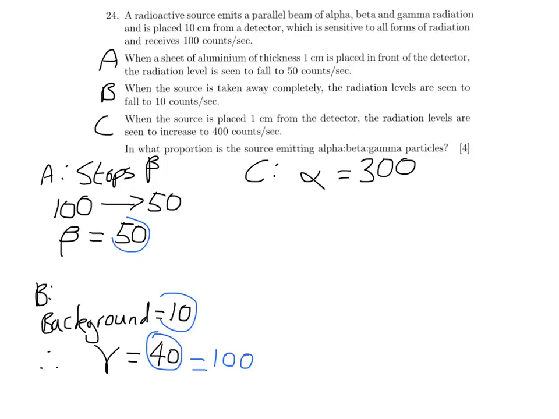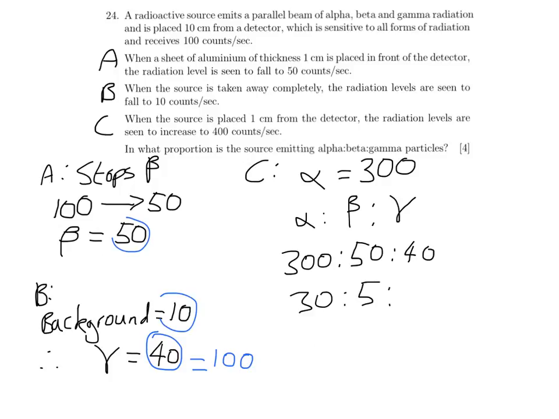So the alpha particles contribute 300 counts per second to our source. So our ratio of alpha, beta to gamma: our alpha contributes 300, our beta contributes 50, and our gamma contributes 40. So we can simplify that ratio to 30 to 5 to 4.